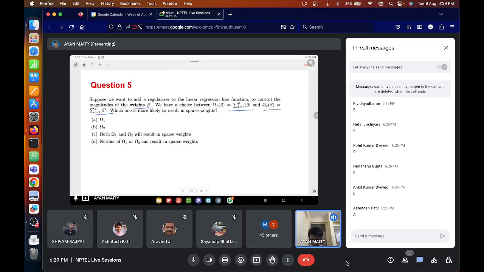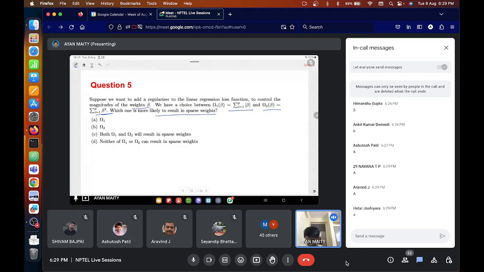In the first regularizer we are just taking the modulus of the weights and summing it up for i equals 1 to p, for p features. And in case of the second regularizer, this is basically the L2 norm of the weights, and we are summing it up for i equals 1 to p. So which one is more likely to result in sparse weights?